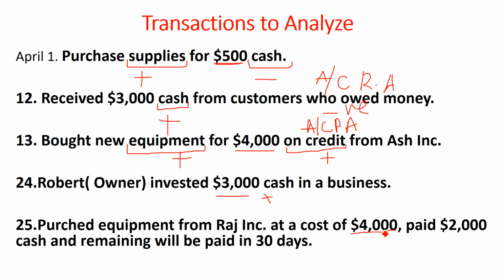Now, how is he paying? He paid 2,000 cash, and the remaining will be paid in 30 days. See, he didn't mention how much the remaining amount is. You know that our total amount is 4,000. 2,000 he is paying cash, so the remaining is also 2,000. And within 30 days, it means short term liability, accounts payable.